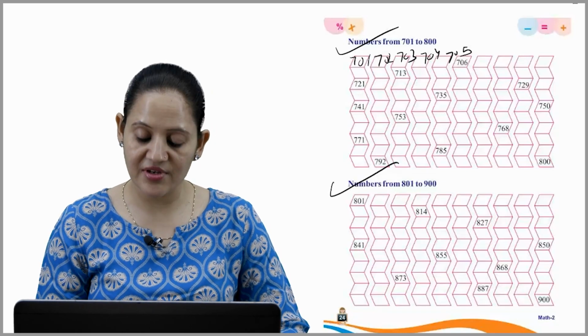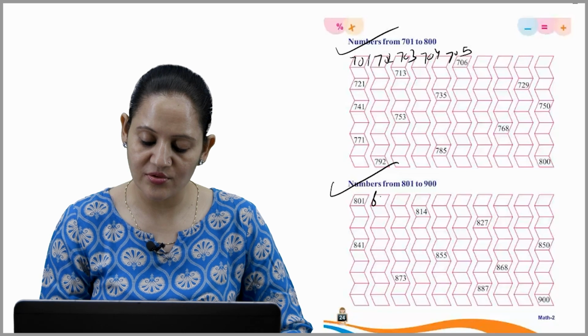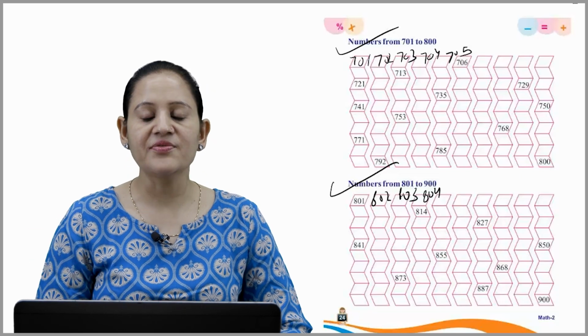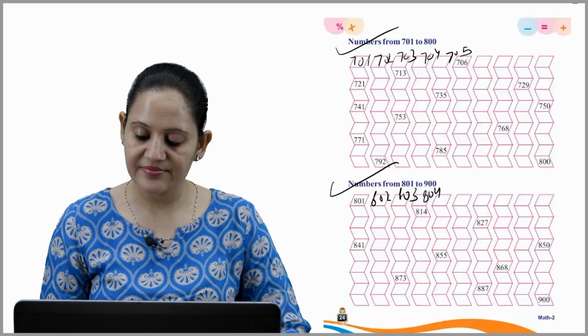Next is numbers from 801 to 900. First is 801, so we will write here 802, 803, 804. Like this we keep writing numbers.